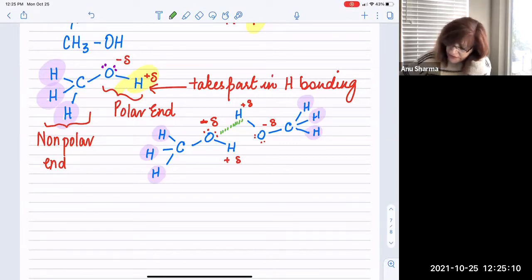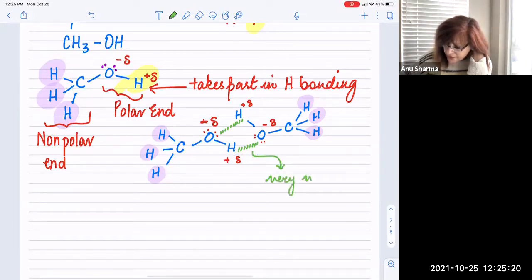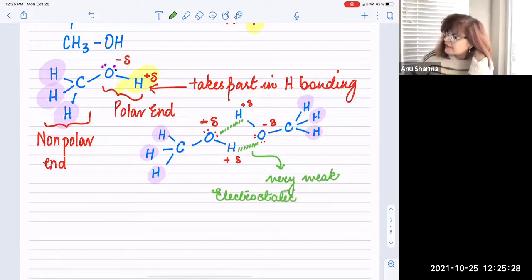Okay, this hydrogen and this oxygen are going to be attracted. So it's a very weak electrostatic attraction.